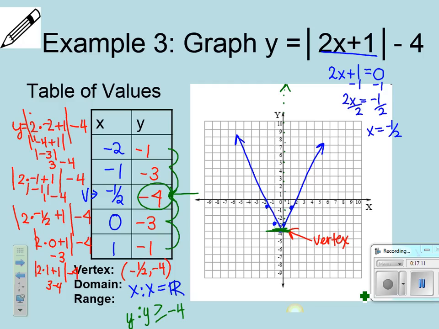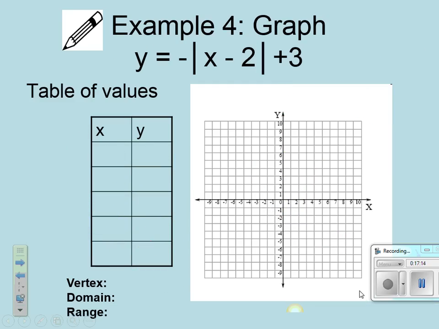Okay, one more and then we'll be done. We're going to do this one. Y equals negative absolute value of x minus 2 plus 3. Okay, again, we have to take what's inside the absolute value, set it equal to 0, get that x value of my vertex, put it in the middle of the table, and then we're going to find values of x on either side of 2, so that would be 3 and 4, 1 and 0, and then we're going to plug those values in to get our y values.